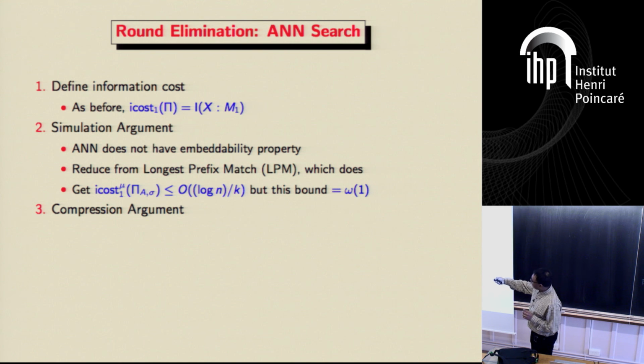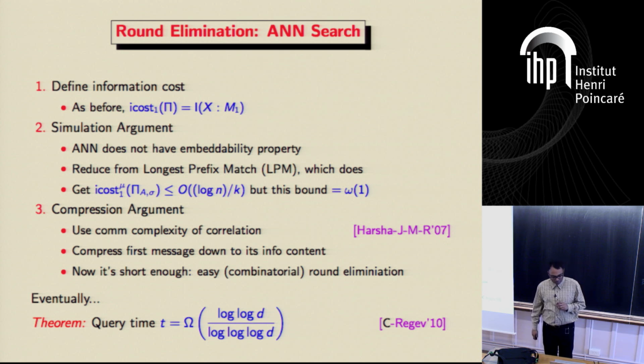Now we need this to be little o of 1 in order to apply the idea I was showing before, that the first round is uninformative and can just be eliminated. Unfortunately, it isn't uninformative anymore, so we need some new idea. The new idea is to use the communication complexity of correlation by Harsha et al. and to do a compression. And we compress that first message down to its information content.